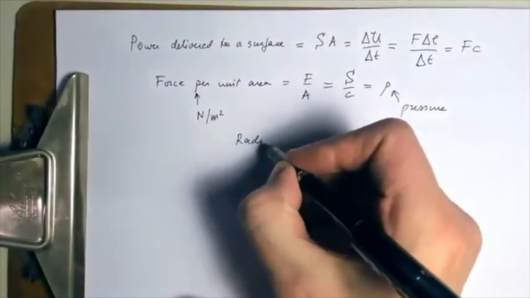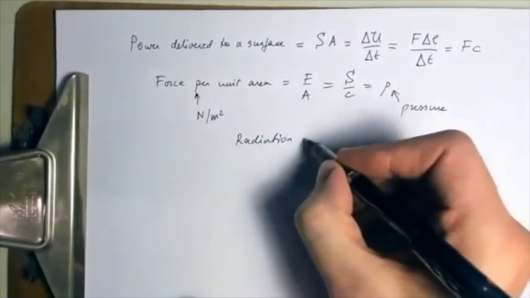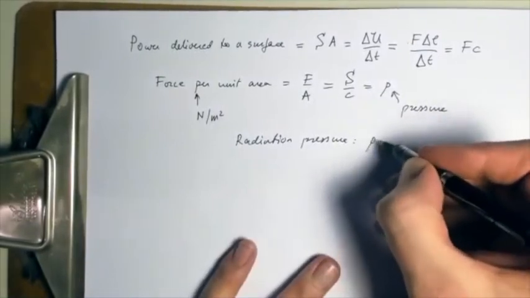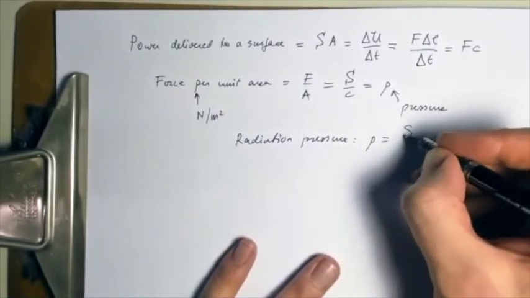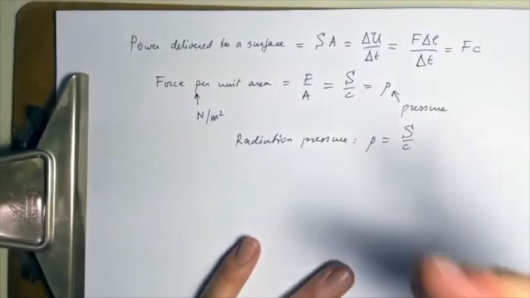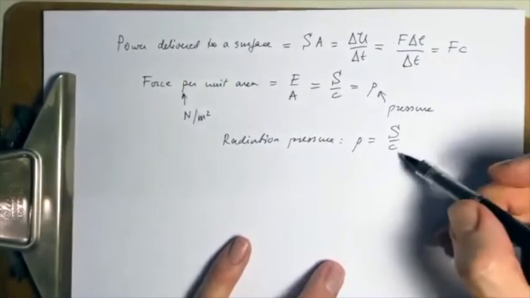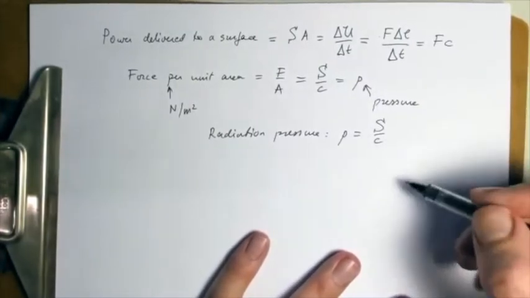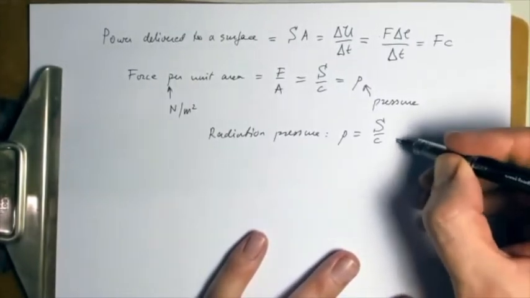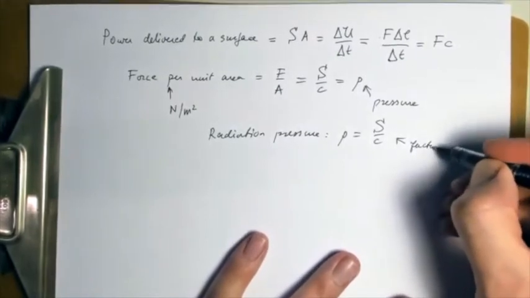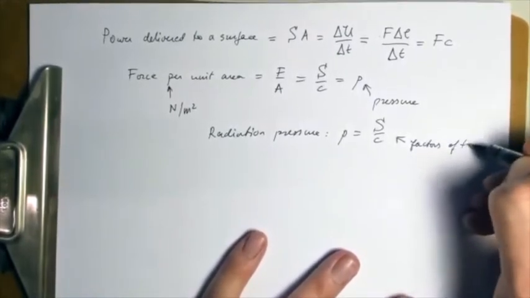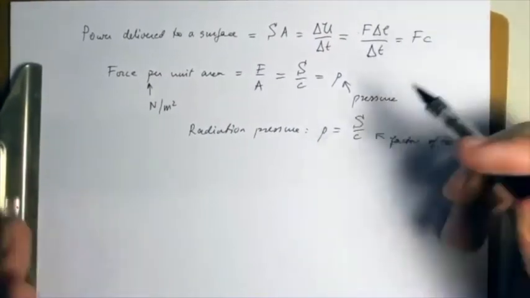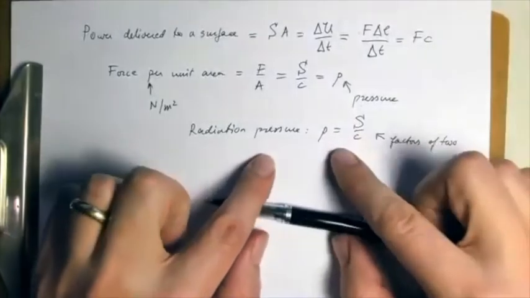Okay, so this concept is known as radiation pressure. It's P equals S over c, and it depends a little bit on whether the energy is being absorbed or reflected. There could be factors of 2 here, but for now that's really not important. So what is the radiation pressure? Well, it is exactly what you think it is.